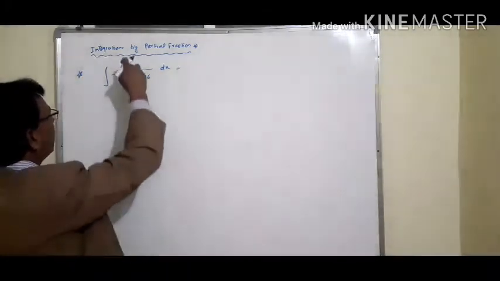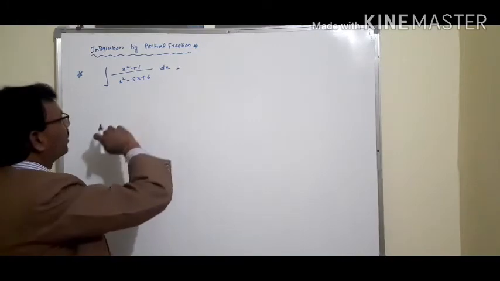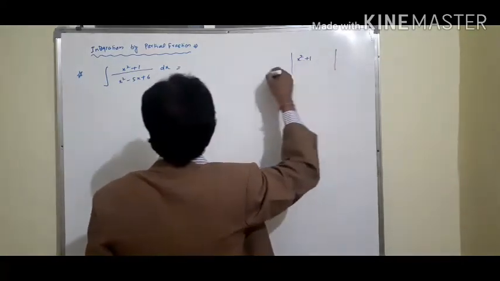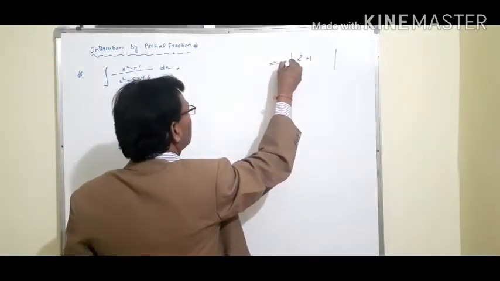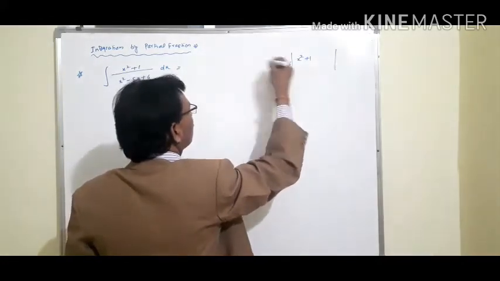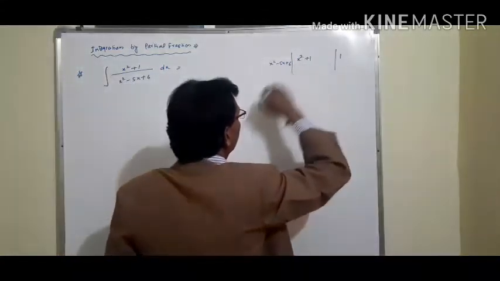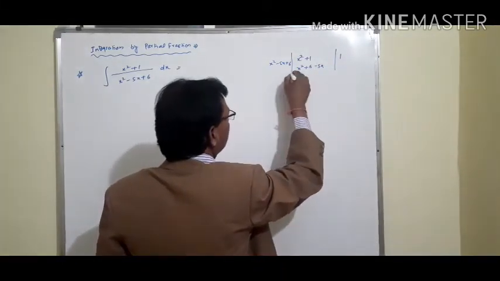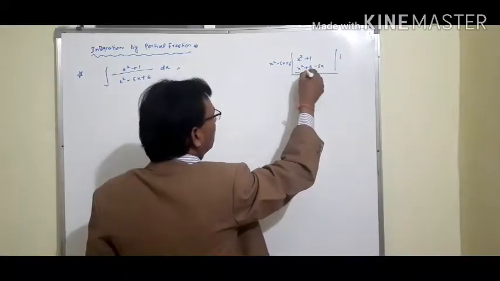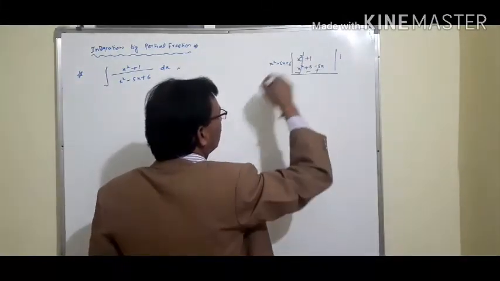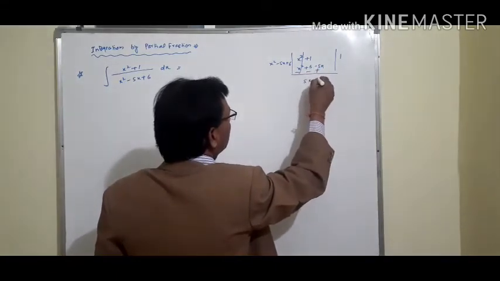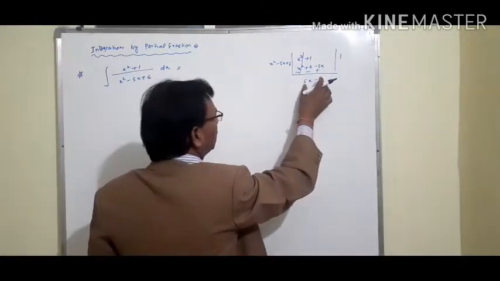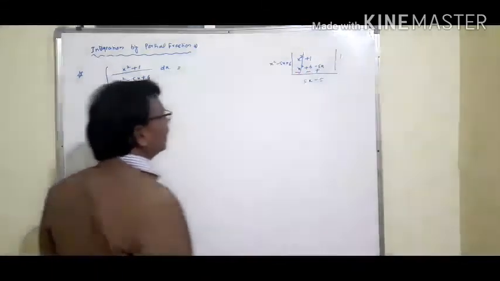So first we divide x square plus 1 by x square minus 5x plus 6. This will go one time, so write x square minus 5x plus 6. Now change the sign of the lower line. This will be cancelled and this will be 5x minus 5. This is the remainder, this is the quotient and this is the divisor.